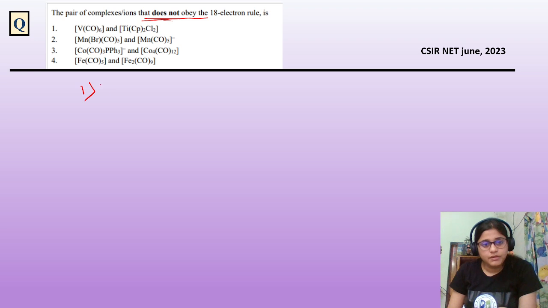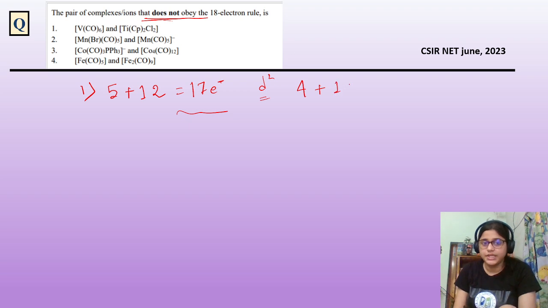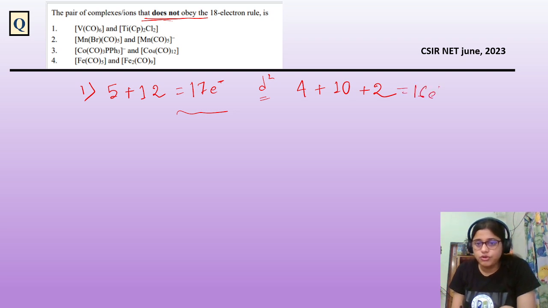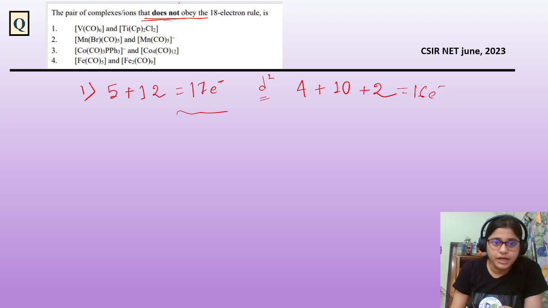So vanadium is d5, so 5, and carbonyl 6 is 12, which means 17. Okay, one doesn't follow 18 electrons. We have to see the other. Titanium, d2, means 4 we have to take, and Cp2 means each Cp is 5 electrons, so it will be 10, and 2 chlorine, so 2. Here it will be 16 electrons. So both of this pair don't obey the 18 electron rule.